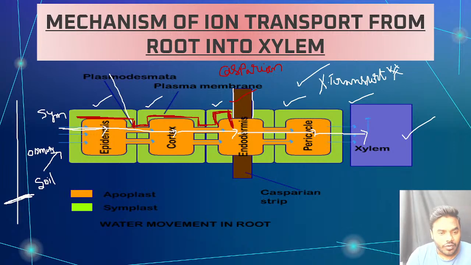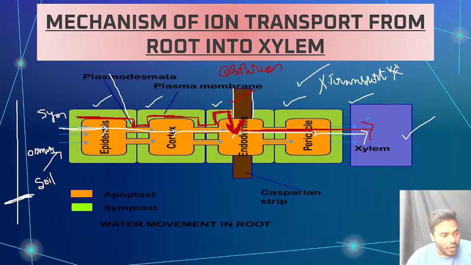From the endodermis, water molecules skip the apoplastic pathway and they re-enter into the symplastic pathway. They re-enter into the symplastic pathway and they reach the xylem. I will re-explain for all of you. Once again, listen to me carefully. Whoever did not understand, once again focus. This is very important, friends.